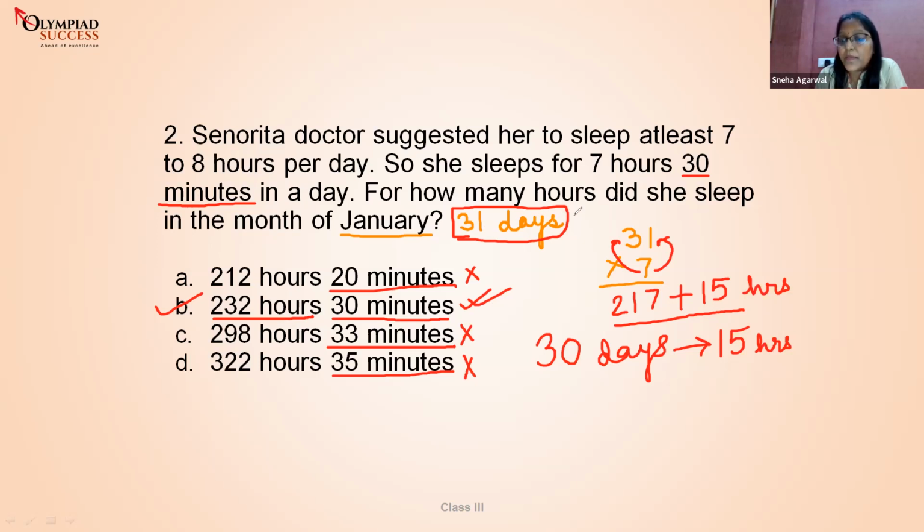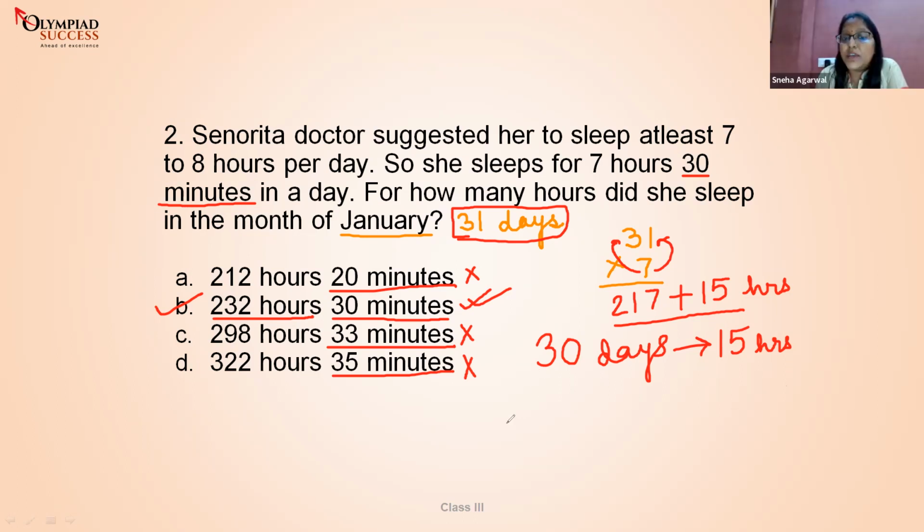Okay. So is that clear to everyone? How did you get this? Ma'am, yes. I don't understand how we added 15 hours.